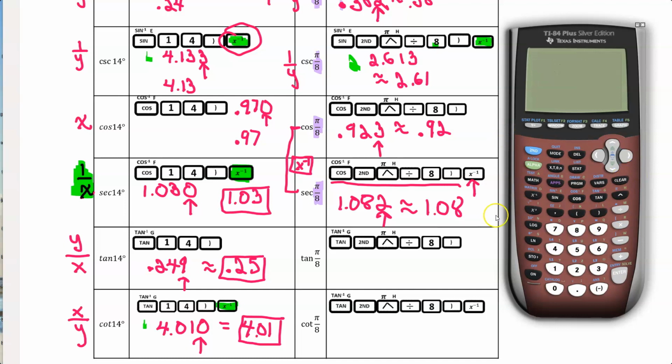Clear. Next one is tangent, so I go tangent, second up arrow, that gives me my pi, divided by 8, close the parentheses, enter. 0.414. The second 4 is smaller than 5, so the second digit stays the same. It should stay 0.41.